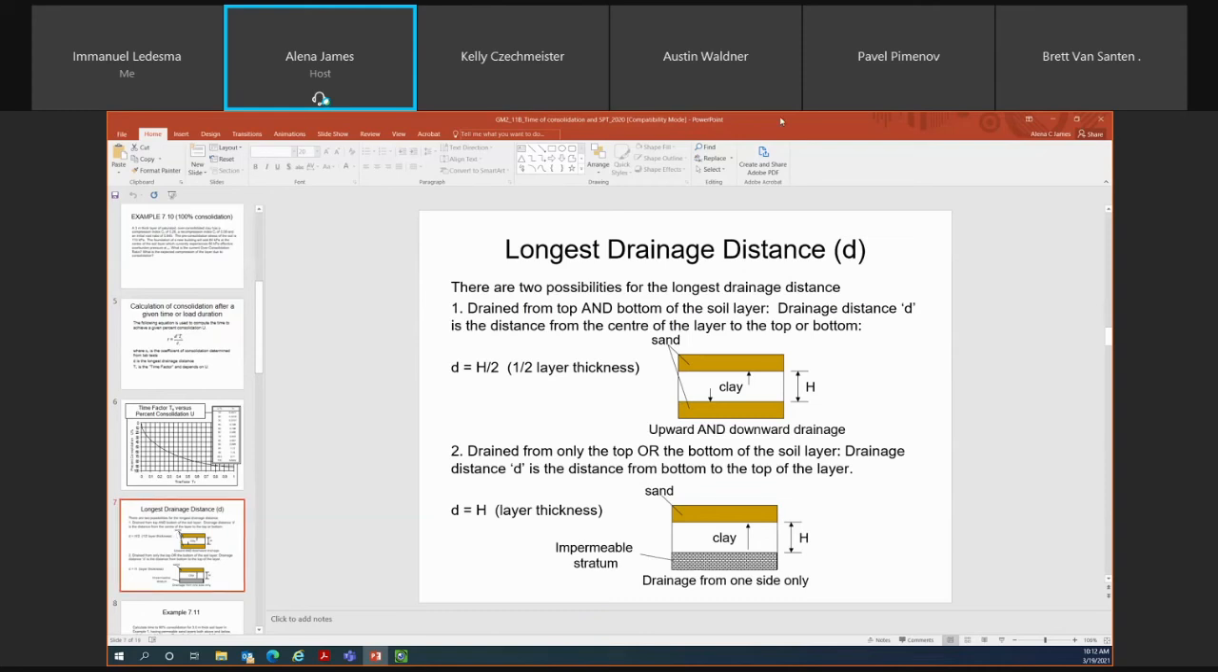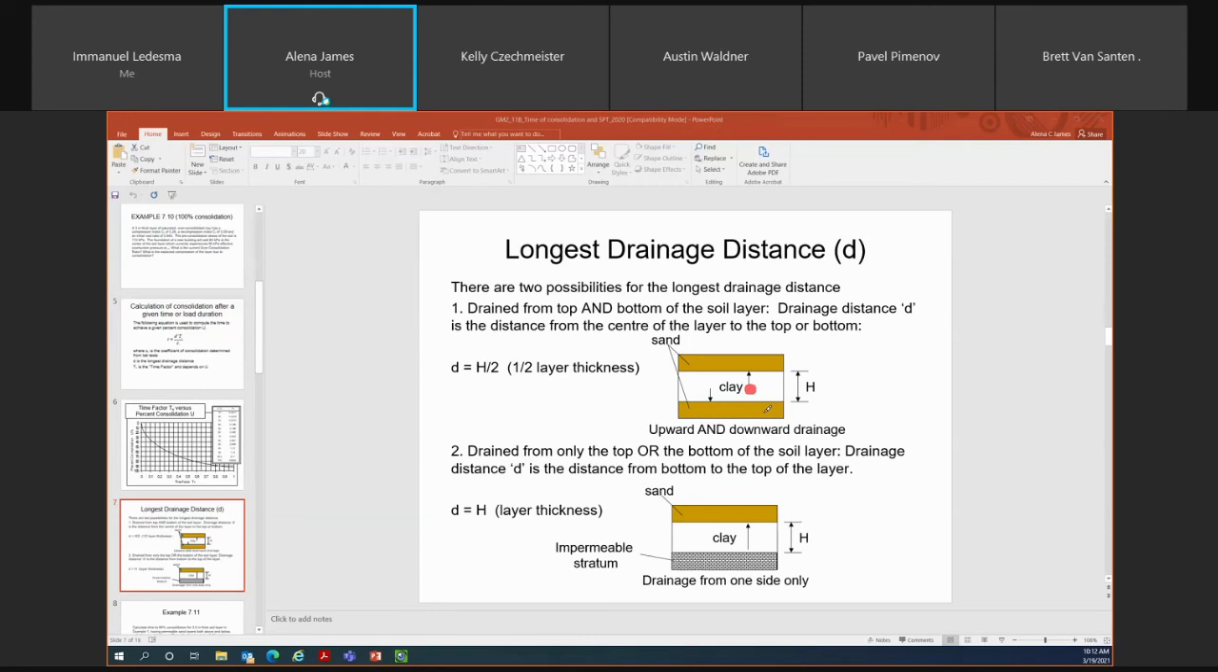That's because if you were to look at a molecule of water at the center of your clay layer, that molecule of water can drain in either the upwards or downwards direction. So if it can drain in either direction, the longest distance that molecule of water will ever travel is 1/2 of the thickness of that clay layer. So if your clay layer is drained from the top and the bottom, your drainage distance D is represented by your H/2 value.